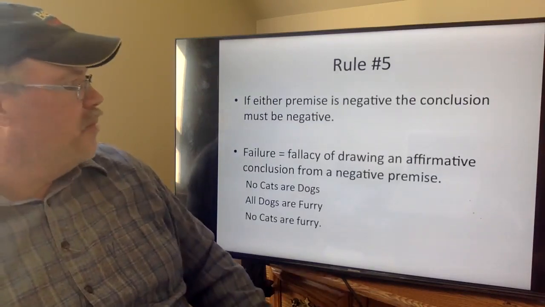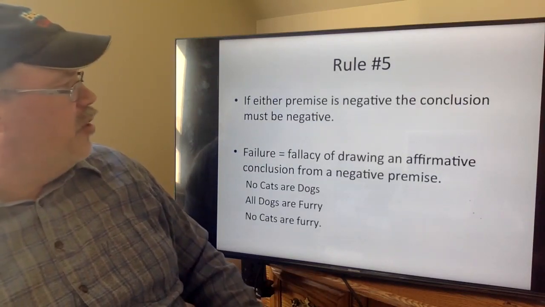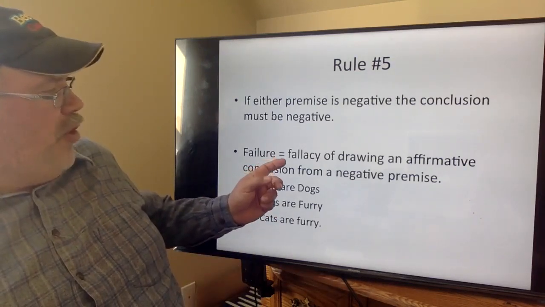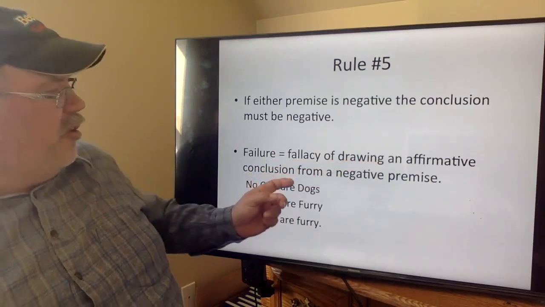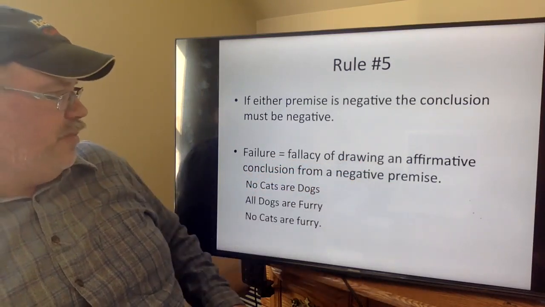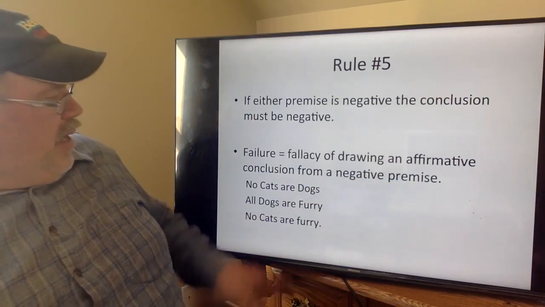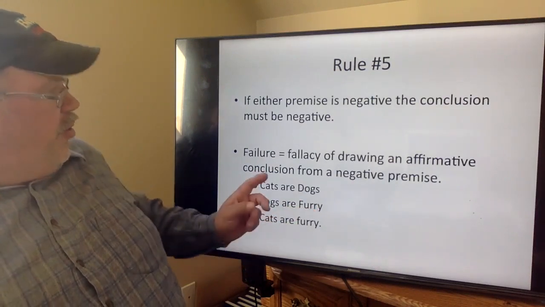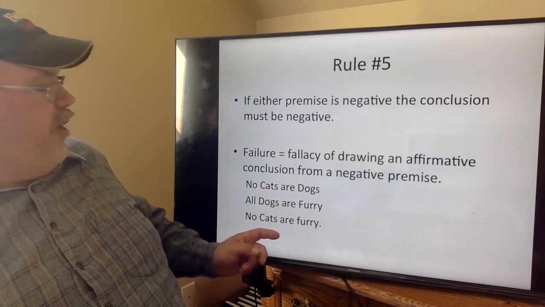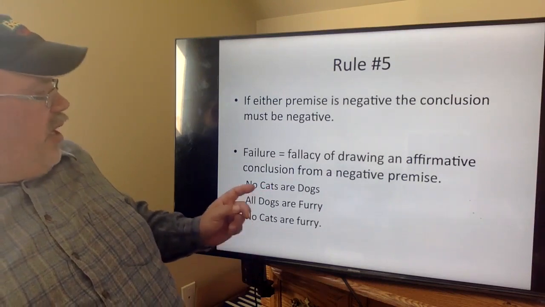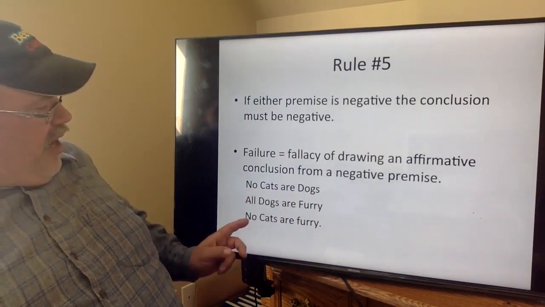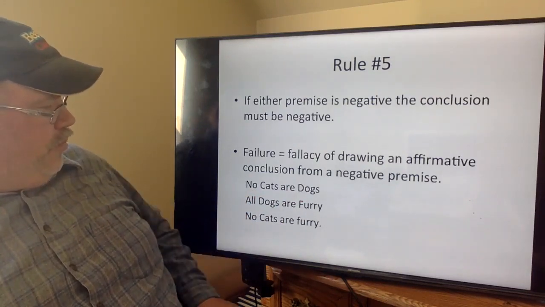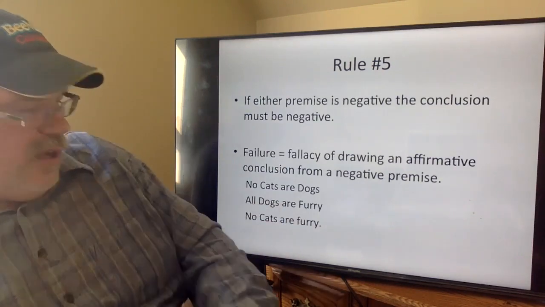Rule 5. If either premise is negative, the conclusion must be negative. And if you break that rule, then you're committing the fallacy of drawing an affirmative conclusion from a negative premise. Looking at the example, no cats are dogs, all dogs are furry. Oh, sorry, this is satisfying the rule. You've got at least one negative premise, so you have to have a negative conclusion to satisfy the rule. Bit of a weird argument, but I think it's okay.